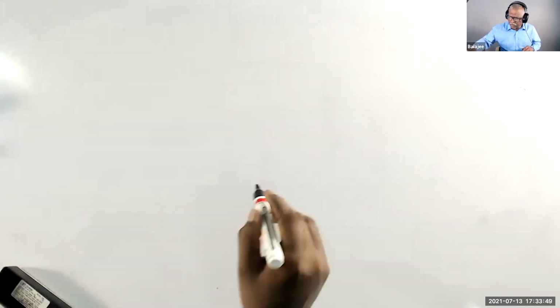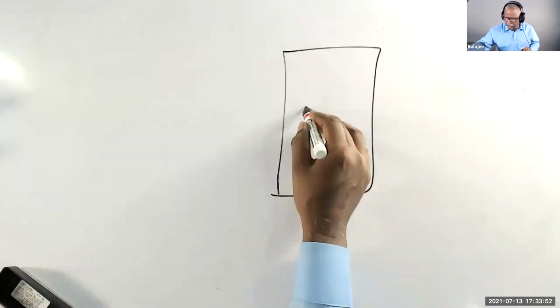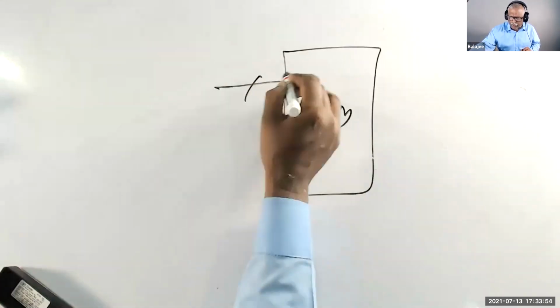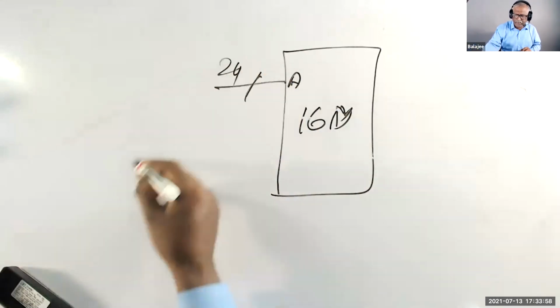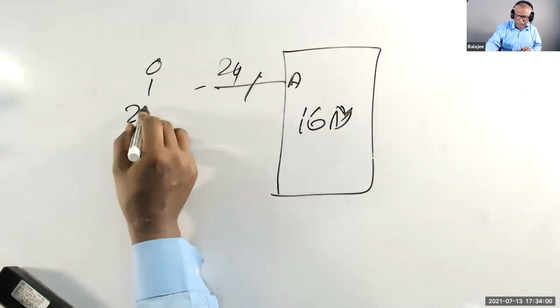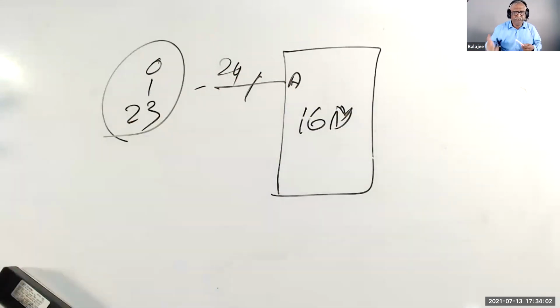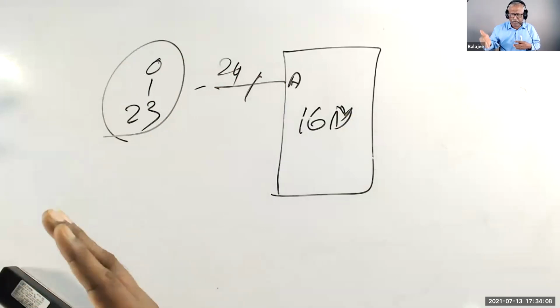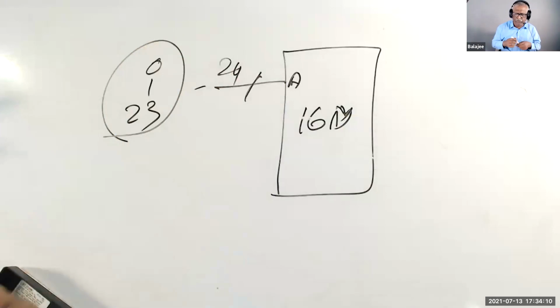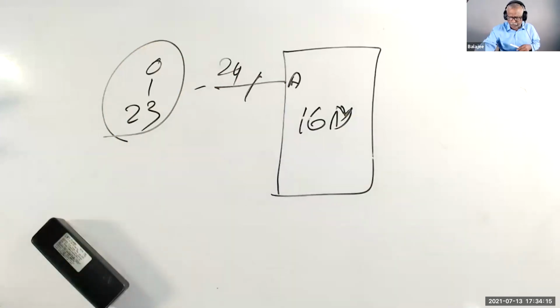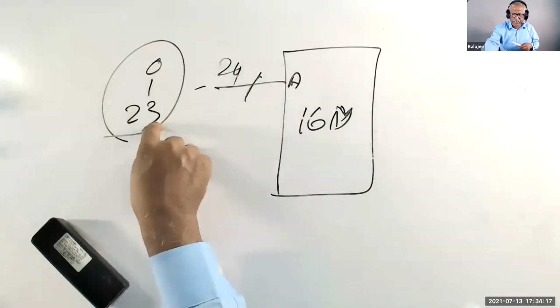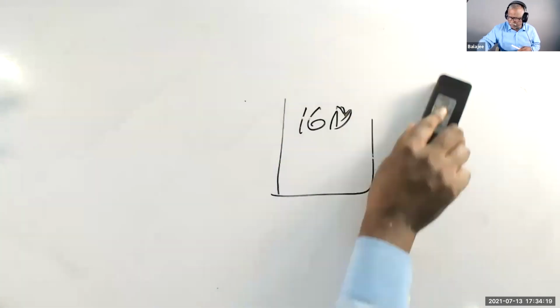If I say my memory is 16 meg, how many address lines does it require? Oh, 16 meg, then it requires 24, that means 0 to 23. You know that we start from 0 here. In our decimal number system we start from 1, but here we start from 0. So if I say 24, it is not 1 to 24, it is 0 to 23. That has to be understood.